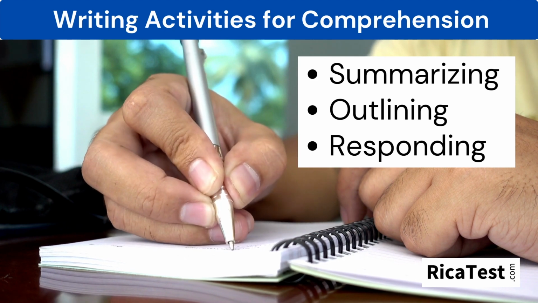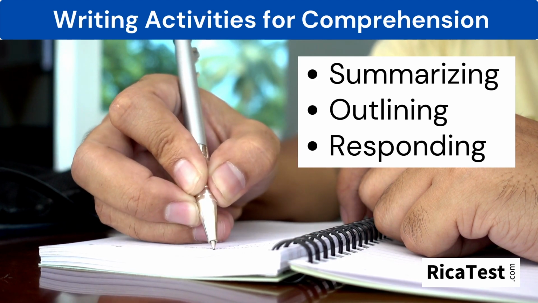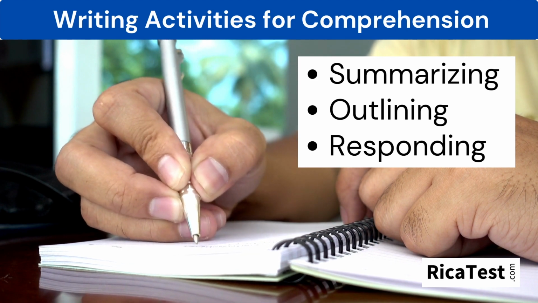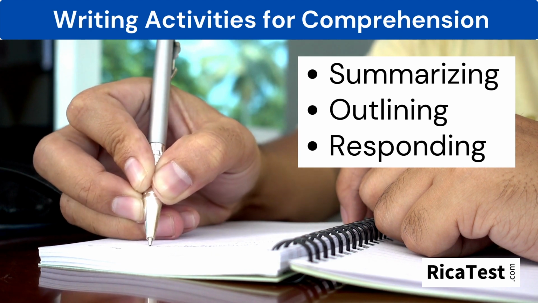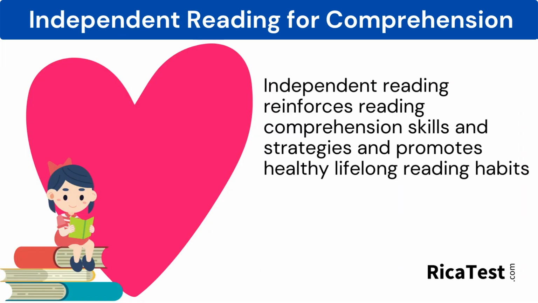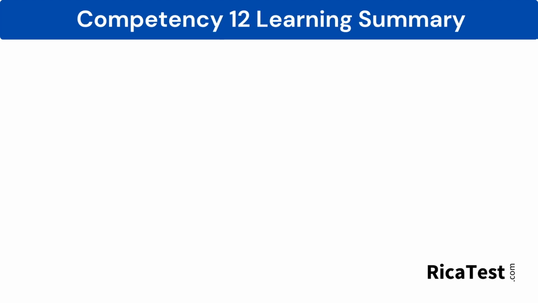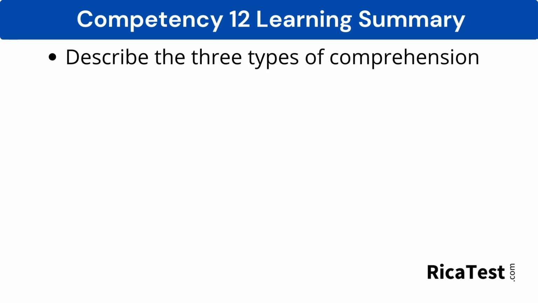Students should write paragraphs about books and text passages that they read. Strategies that help students comprehend the text that they read include summarizing, outlining, and responding. A key factor here is simply recognizing that independent reading reinforces reading comprehension skills and strategies as well as promotes healthy, lifelong reading habits. There were a lot of concepts covered in this lesson, all about understanding literal, inferential, and evaluative comprehension and factors affecting reading comprehension.